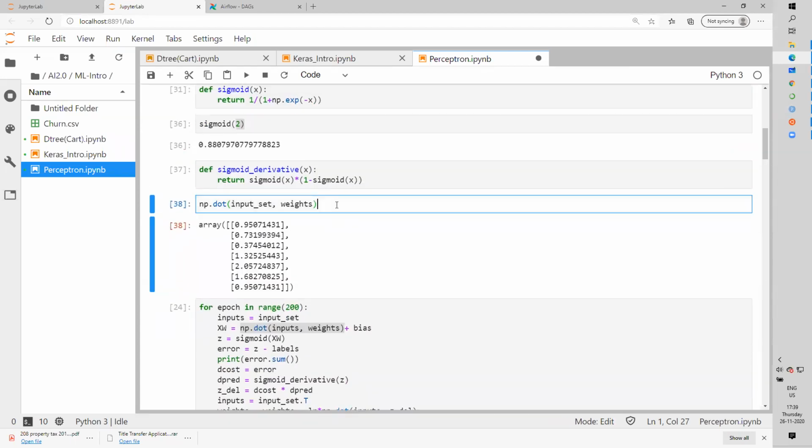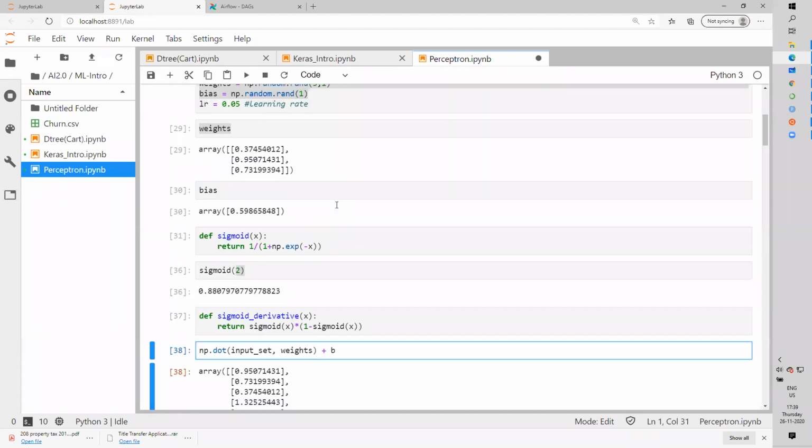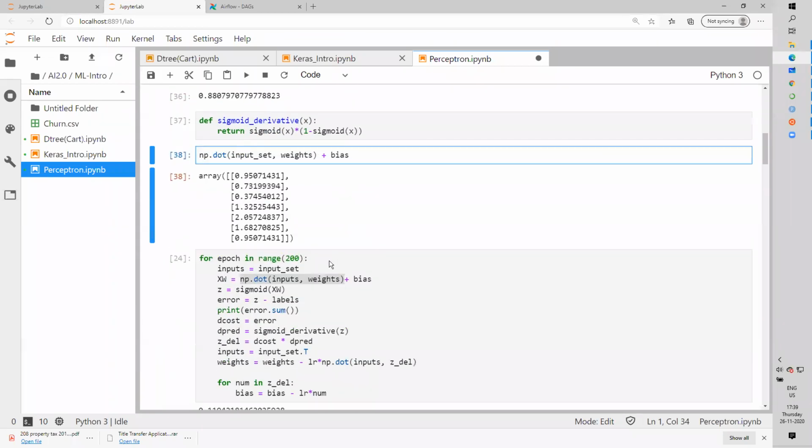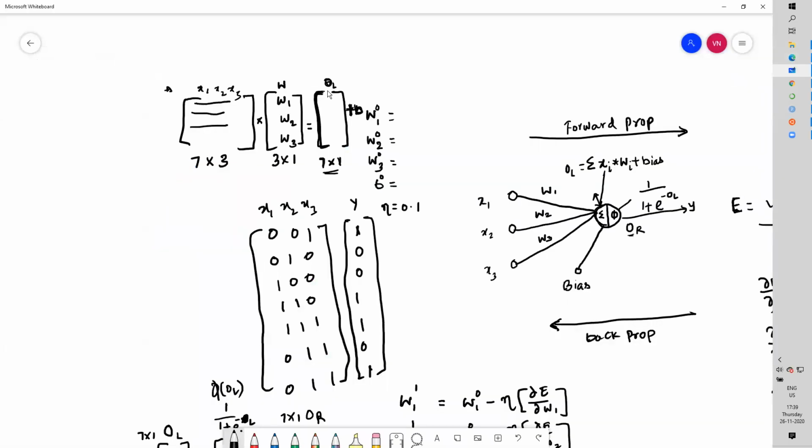On top of this, we are going to add bias. So what is the bias that we have created? Bias is 0.59, so on top of it, we will add bias. Because we are adding bias, all these values will change. So you can see the values change. This is the matrix which I am calling OL.